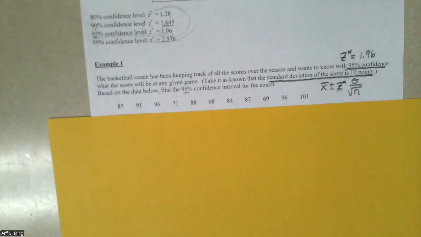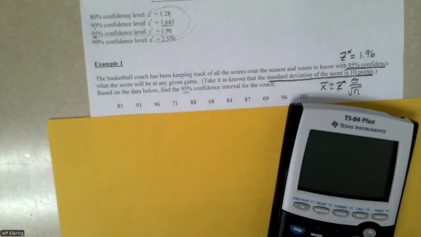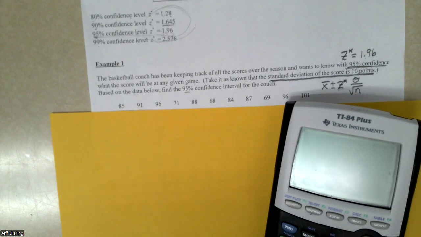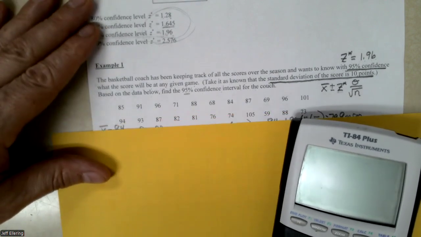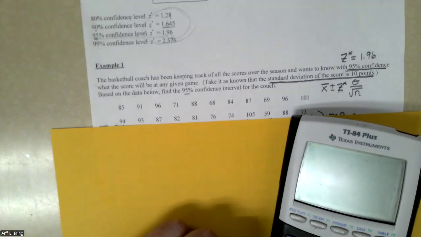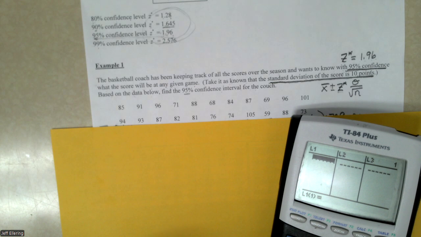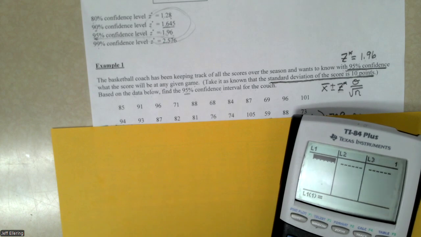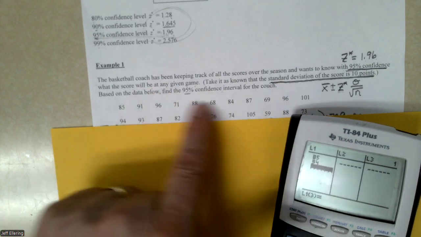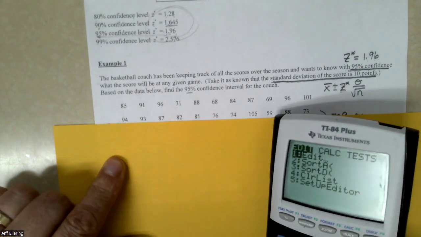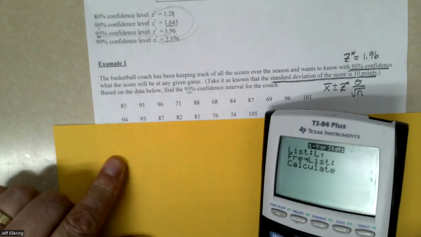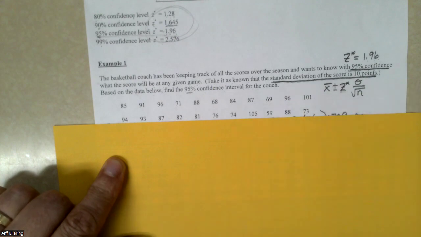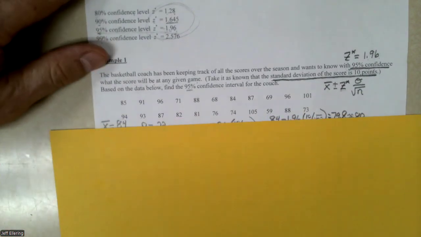All right, so first thing we're going to need to do, ladies and gentlemen, is type this data into our calculator to find the mean. We did this earlier, so I'm not going to do this whole thing with you. You're going to need to type all of these in, and then find your mean. Remember, you're going to go stat, calculate, number 1, and it's going to tell you the mean. I've already done all of that to save time.